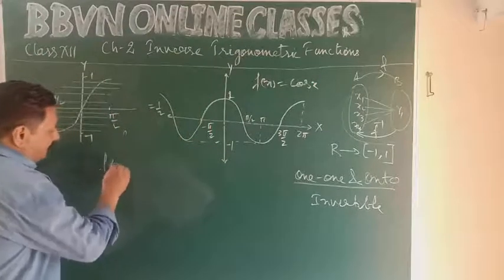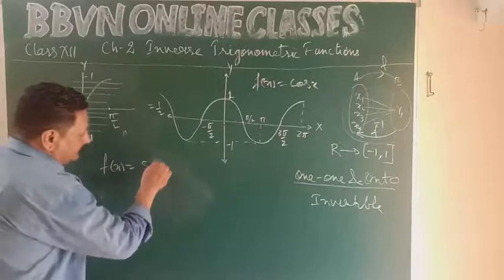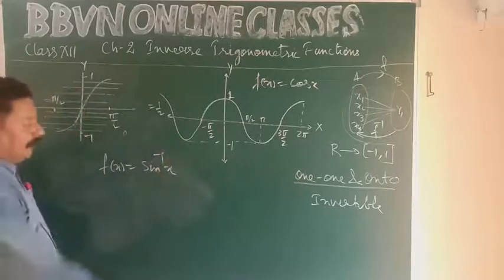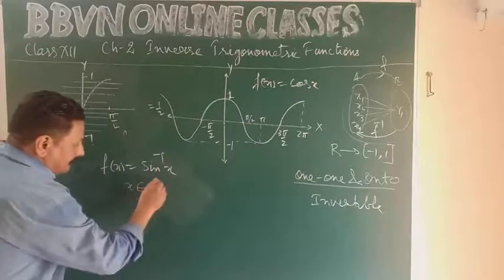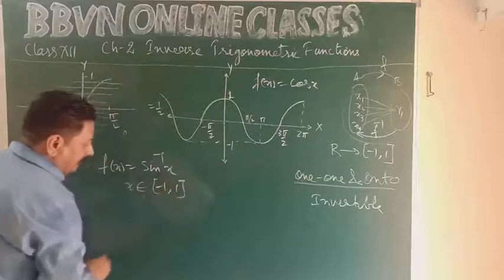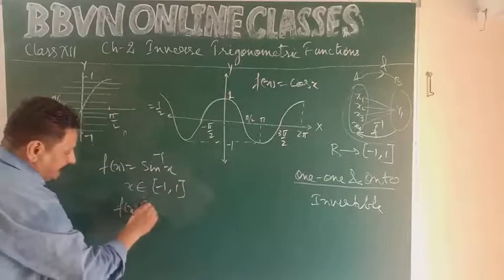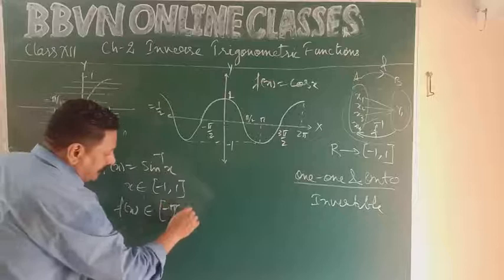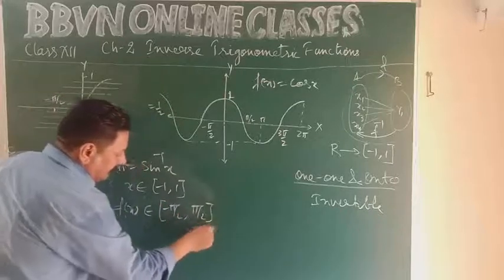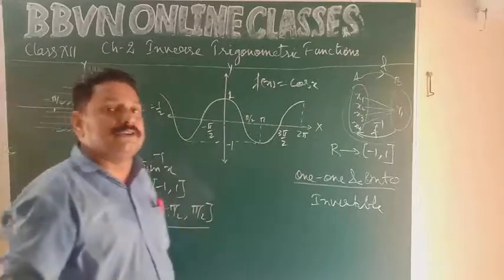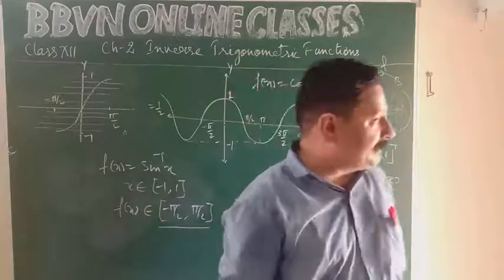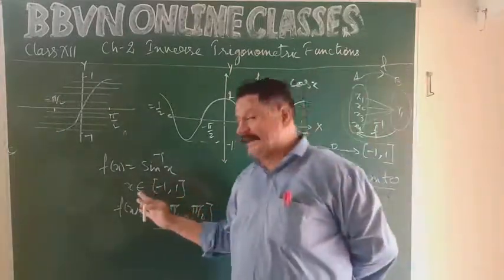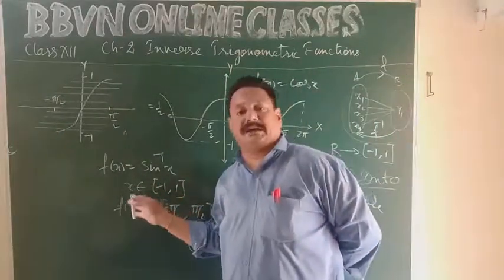So f of x equal to sin inverse x. Now here x belongs to minus 1 to plus 1 and f of x belongs to minus pi by 2 to plus pi by 2. So the interval of principal solution will become the range of the inverse function, sin inverse x.